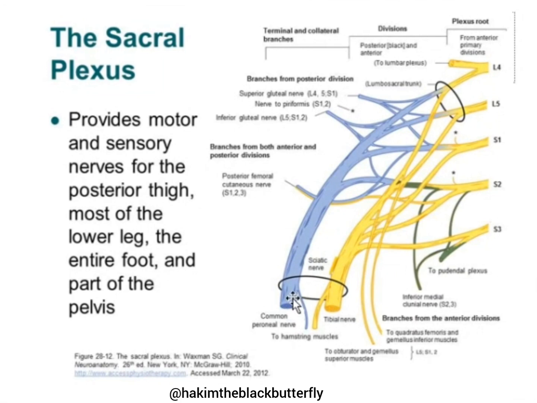The common peroneal component has roots L4, L5, S1, S2. Those are the roots which contribute to the common peroneal component. The tibial component has roots L4, L5, S1, S2, S3. So it means that the tibial component of the sciatic nerve is the largest.